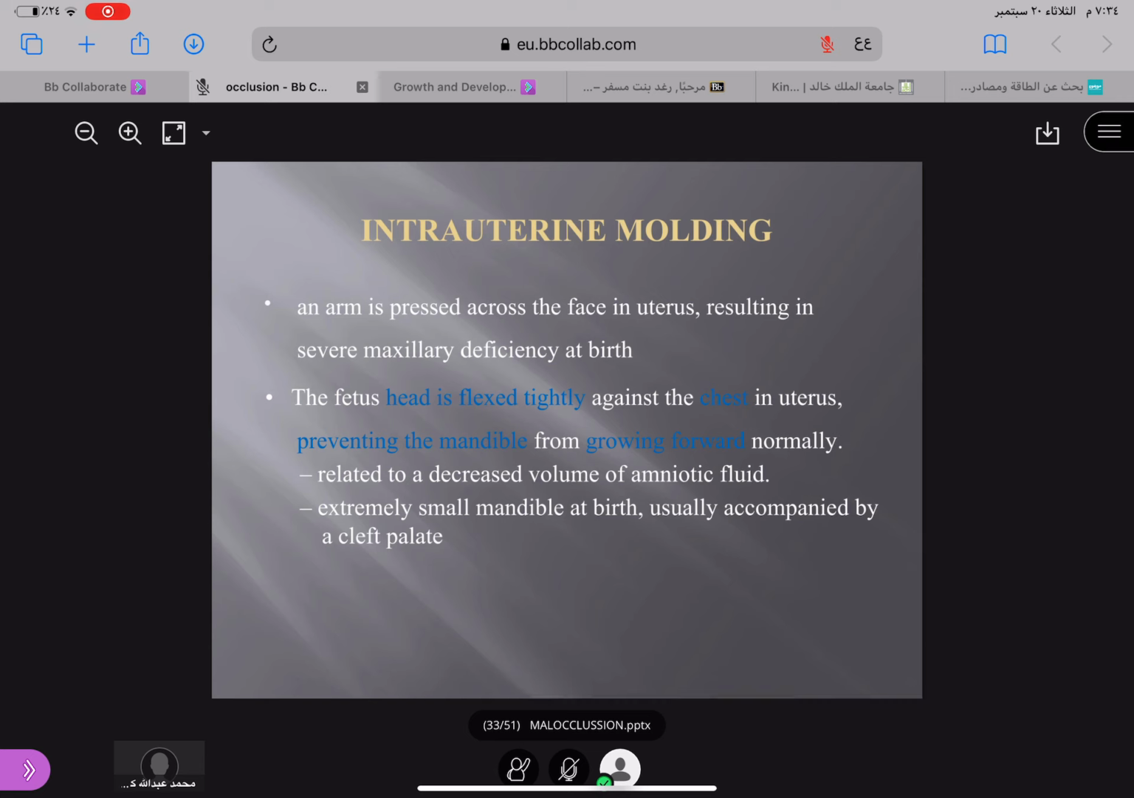There is a condition which results in deficiency at birth, very common, and this is because the fetus head is flexed tightly against the chest in the uterus, preventing the mandible from growing forward normally. It is related to why the fetus head is flexed tightly against the chest: a decrease in the volume of amniotic fluid, which is required for proper positioning. So it results in an extremely small mandible at birth, usually accompanied by a cleft lip, cleft palate. This is also known as Pierre-Robin triad.